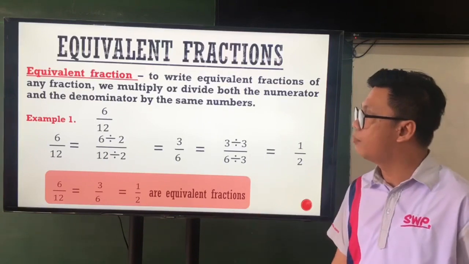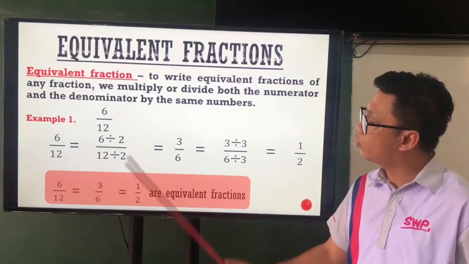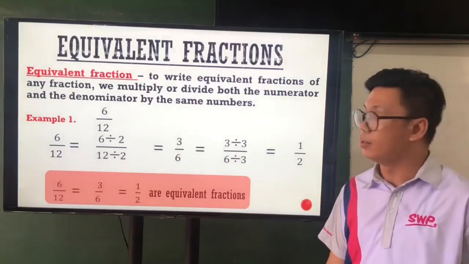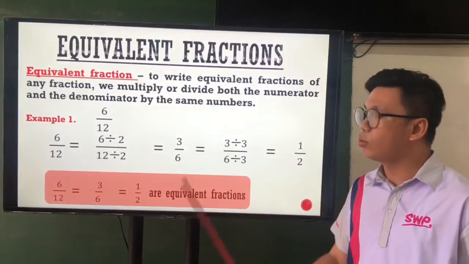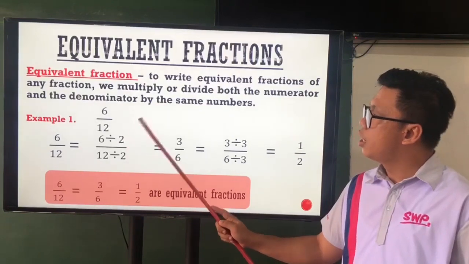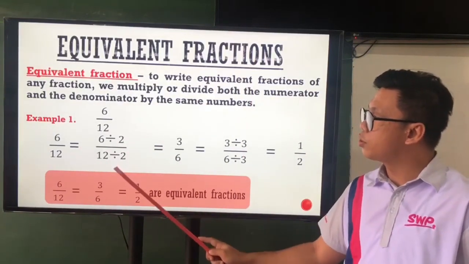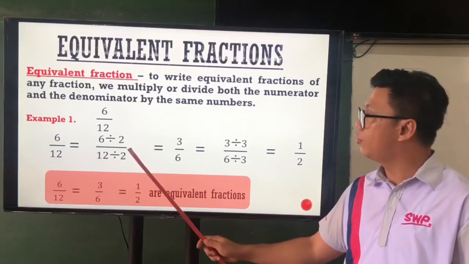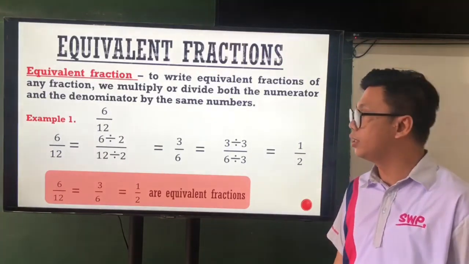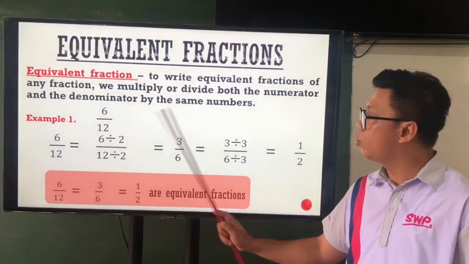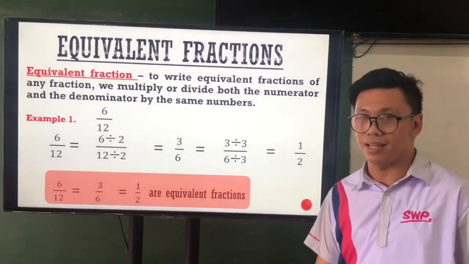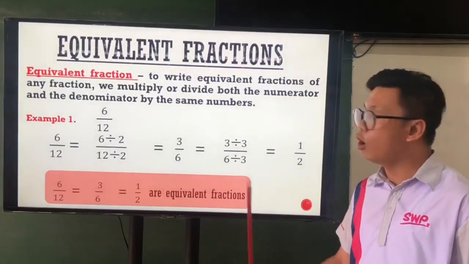So let's have an example. We have here 6 over 12. To get the equivalent fraction, we need to use divide. What number can we divide 6 and 12 by? We will start with 2. If you use the number on the numerator, you use it on the denominator too. 6 divided by 2 is 3, and 12 divided by 2 is 6. So now we have 3 over 6.